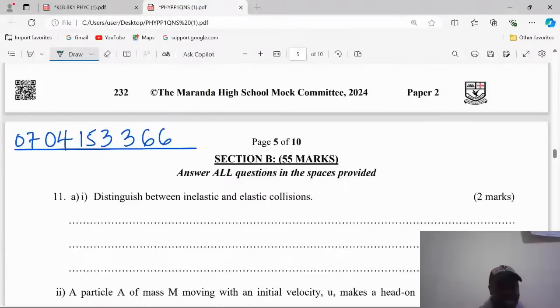Remember to be here tomorrow for mathematics paper 2. Remember to be around. Let's look at section 2 now.